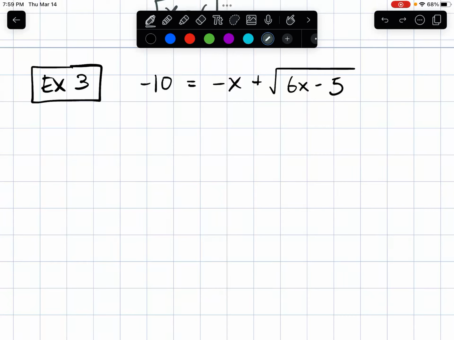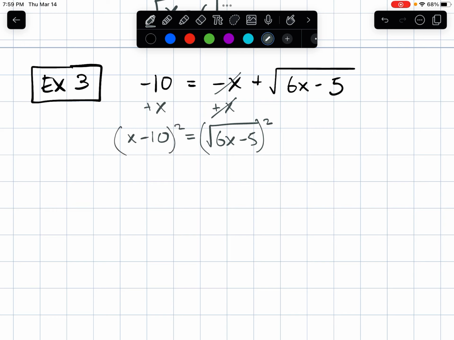In problem number 3 here, we are again looking to isolate the radical. So I'm going to go ahead and add x on both sides. These cancel out on the right, leaving me with x minus 10 on the left and the square root of 6x minus 5 on the right.